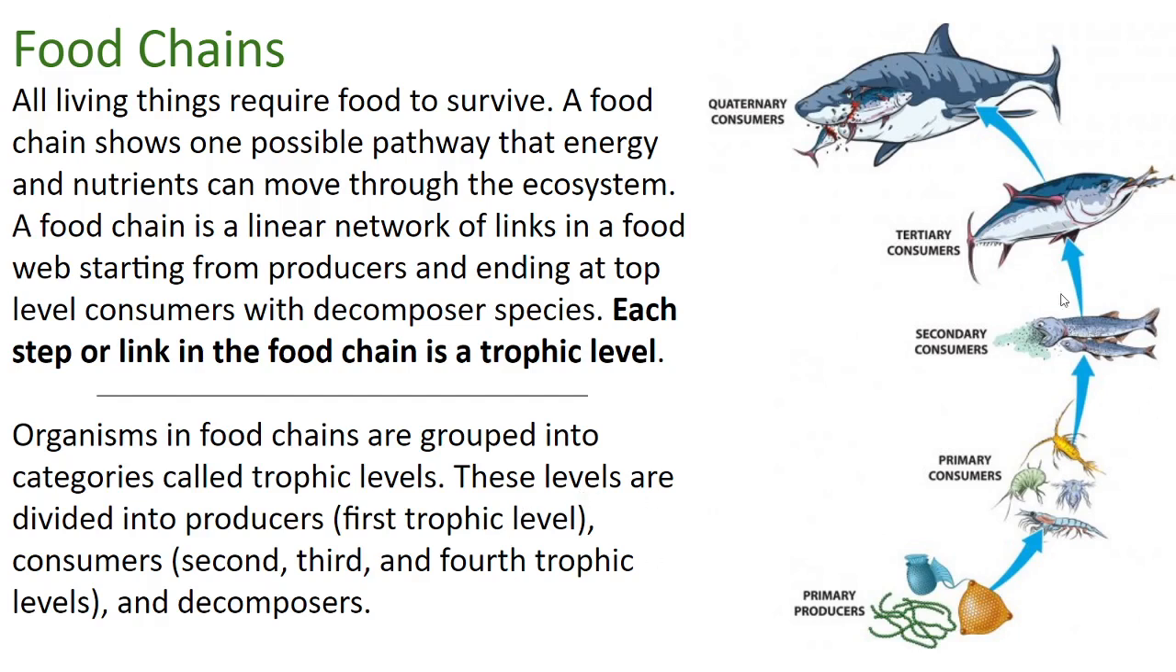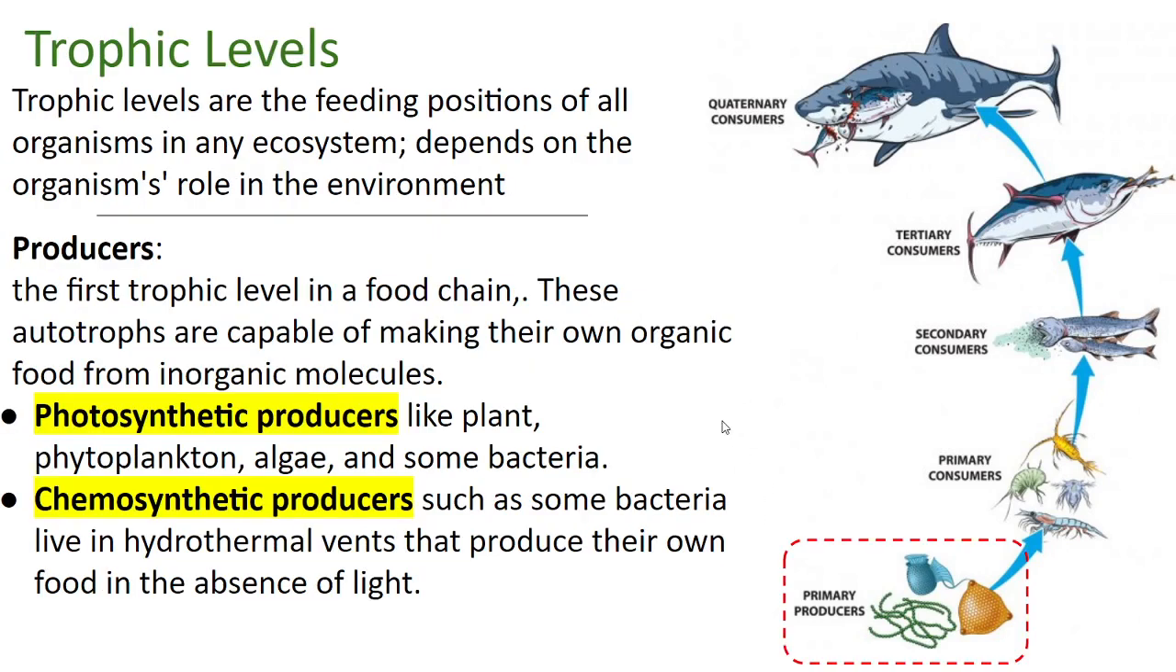So the levels are what we're talking about here. These levels are divided into producers. That's the first trophic level here. Then the consumers, that's all these guys here. And it's not shown here. I couldn't find that good of a picture. But then you've got the decomposers. That's all out here, and everything gets eaten by the decomposers. Taking a closer look at this, the feeding positions, that's what trophic levels literally means, is feeding positions.